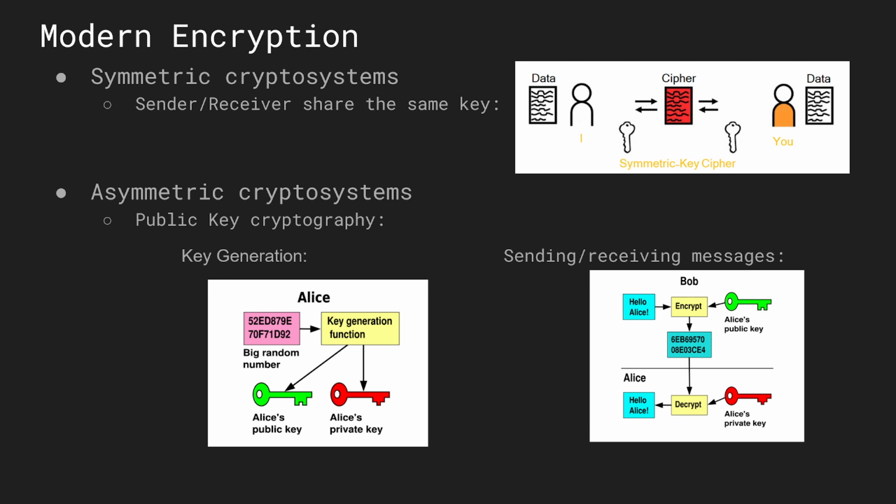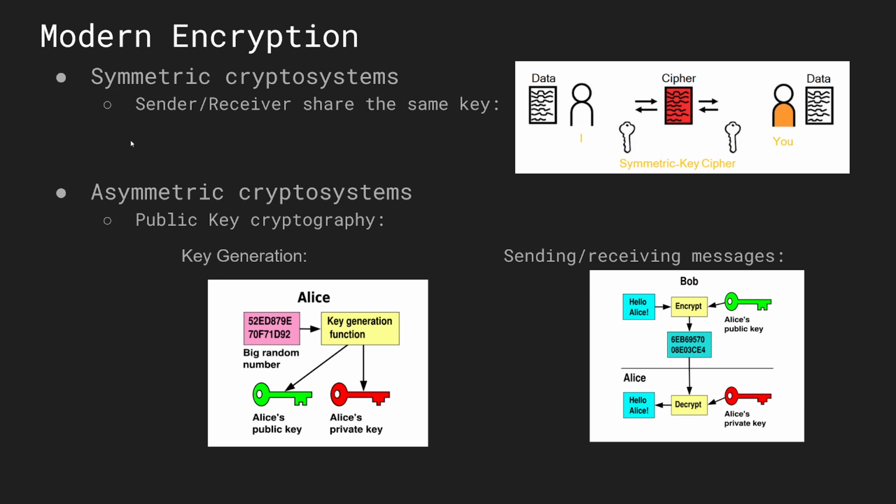In modern encryption, we talk about two different crypto systems. We have symmetric crypto systems and asymmetric crypto systems. The symmetric crypto system works by the sender and receiver having the same key for the message. As you can see in this diagram here, the person on the left has some data. He uses this key to create a cipher from that data. Then you use the same key to decrypt that cipher and be able to read the data. That's called the symmetric key crypto system. Basically, the same key is available to both parties in the communication.